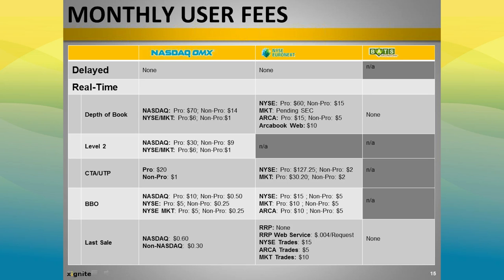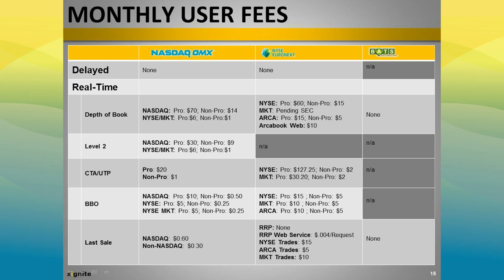That is securities traded on NASDAQ, but actually listed on NYSE or NYSE Market. And NYSE prices are different, kind of the same order of magnitude, but essentially the same model over here. Note that the CTA UTP pricing, which is access to the consolidated feed, is going to be the most expensive option. NASDAQ charges $20 for pros, NYSE $127 for pro users. Although this is for the first user only, and the more users you have, there are big sliding scales.